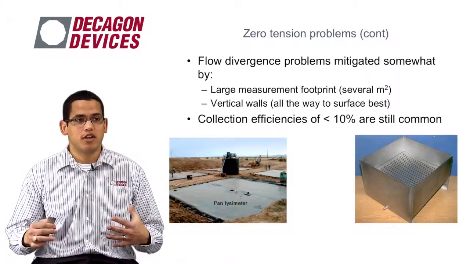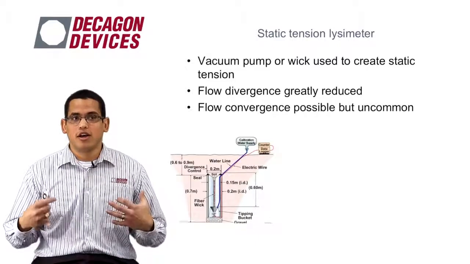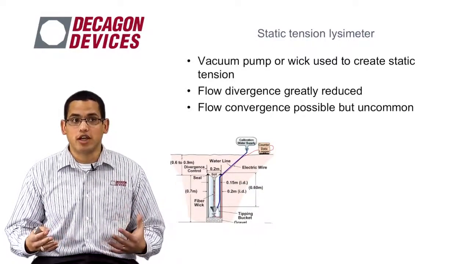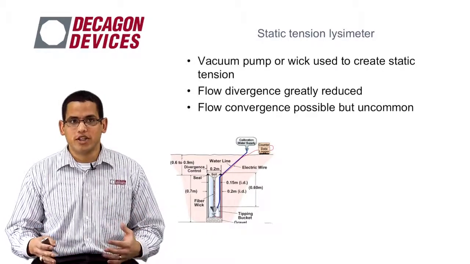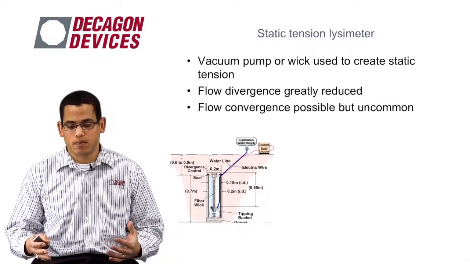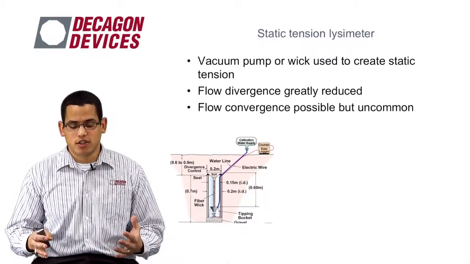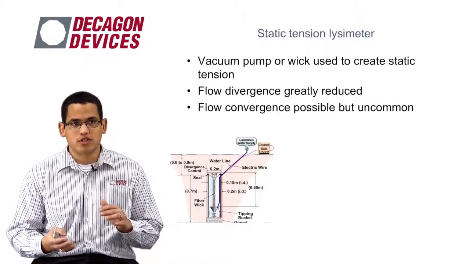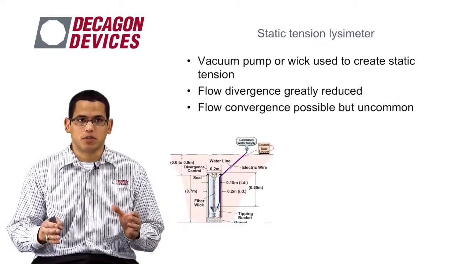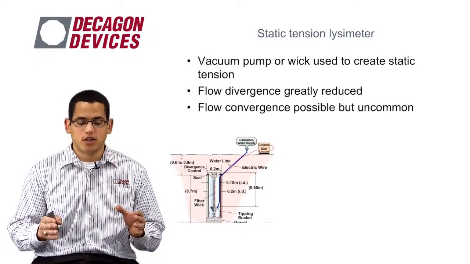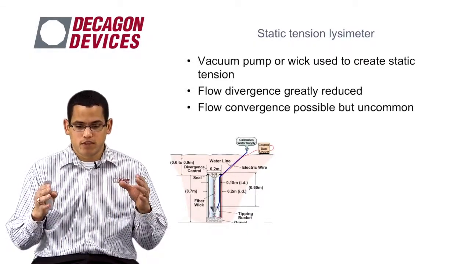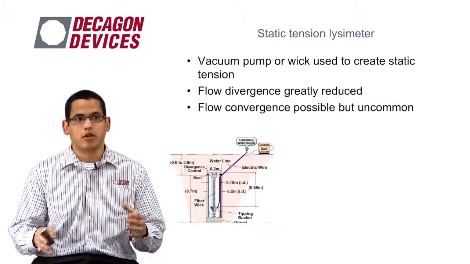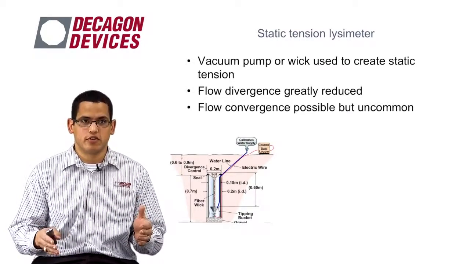So that leads us into our next measurement method, static tension lysimeter. With a static tension lysimeter, we either use a vacuum pump or a wick to create a static tension. And by doing this, we're trying to match the tension that the water is held within the soil, or at least give an optimal tension to really improve the collection efficiency of the sampler and reduce the issues of divergence.